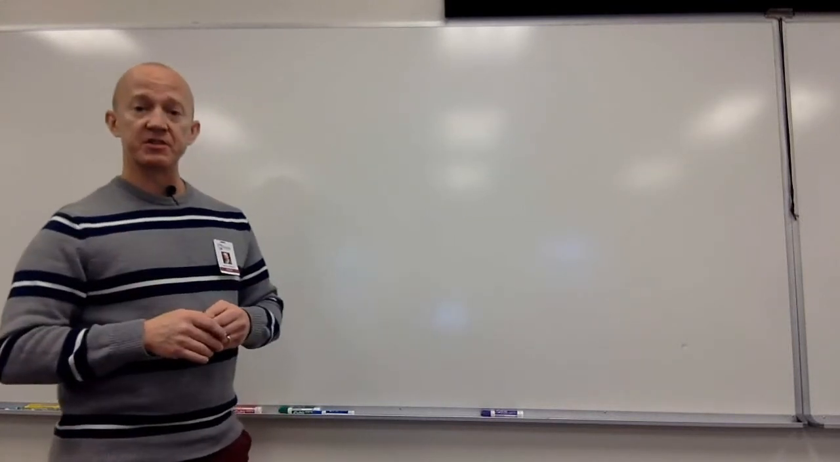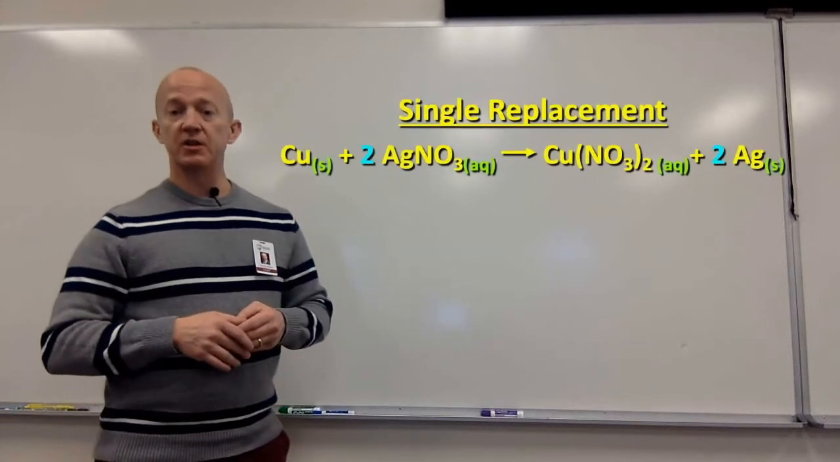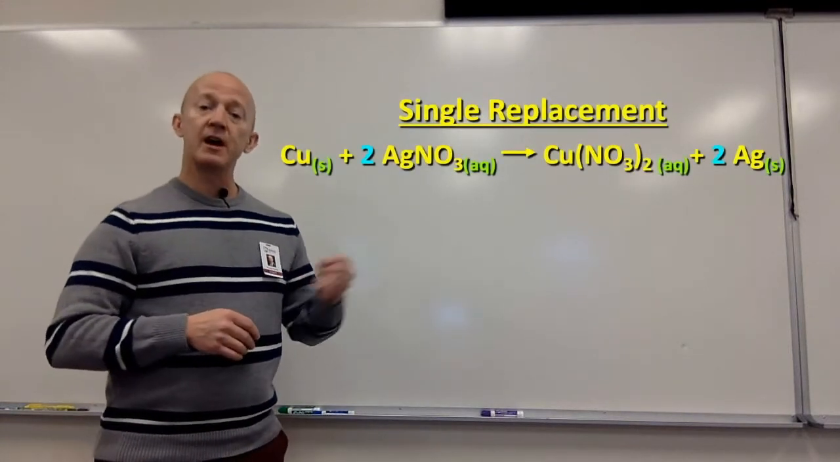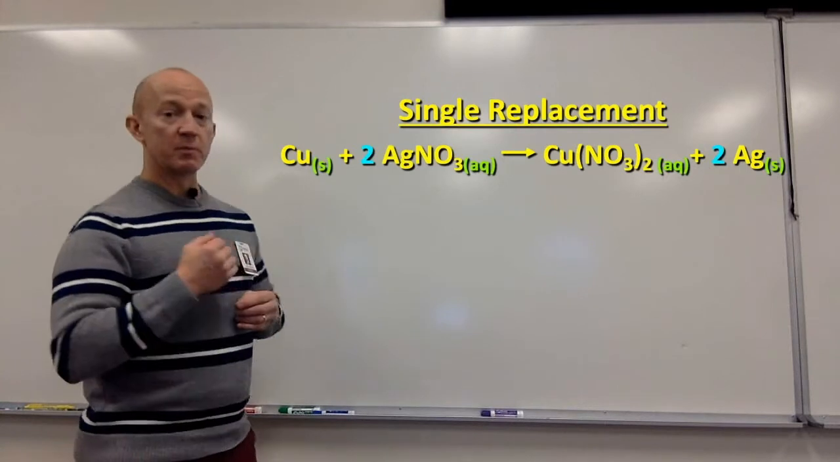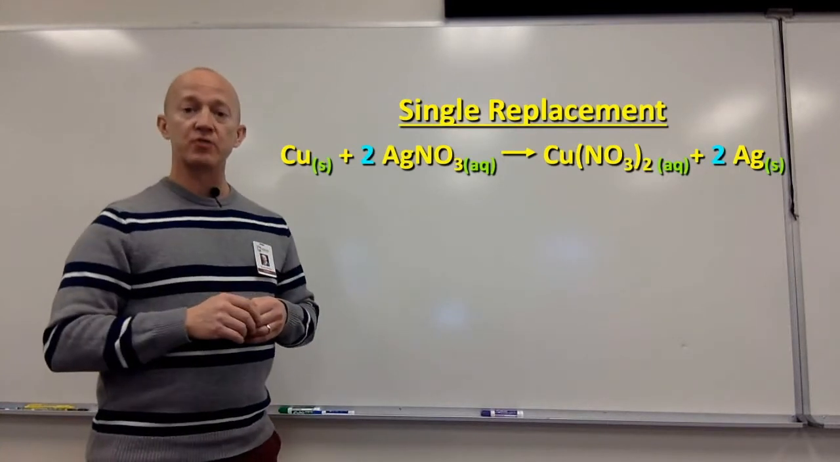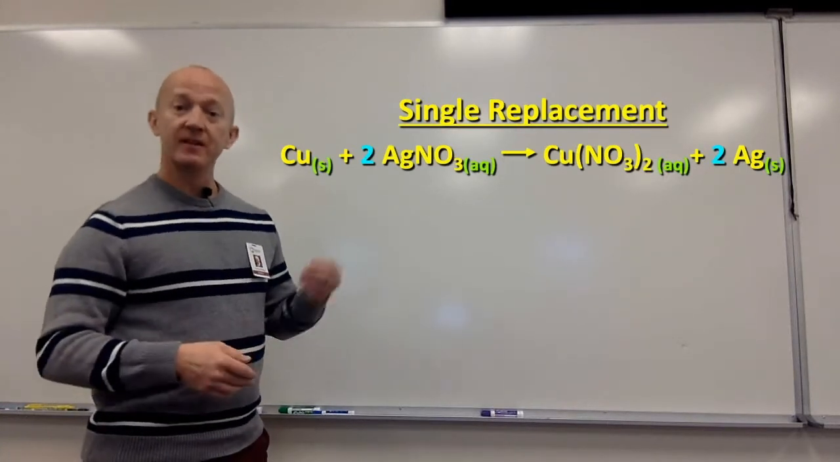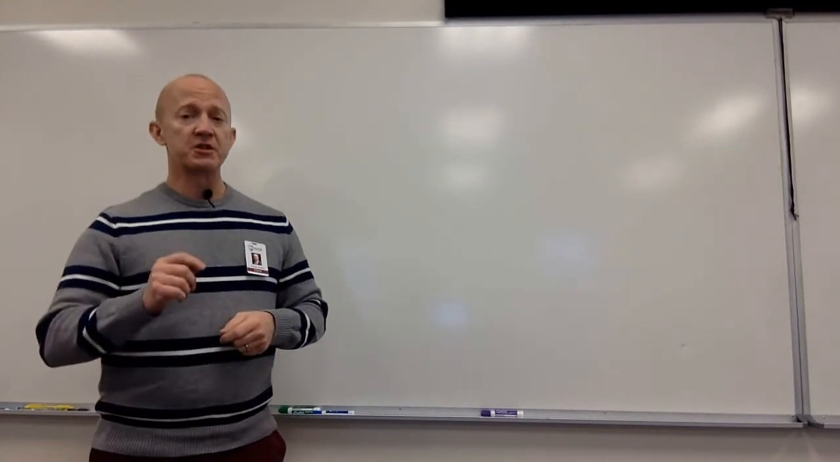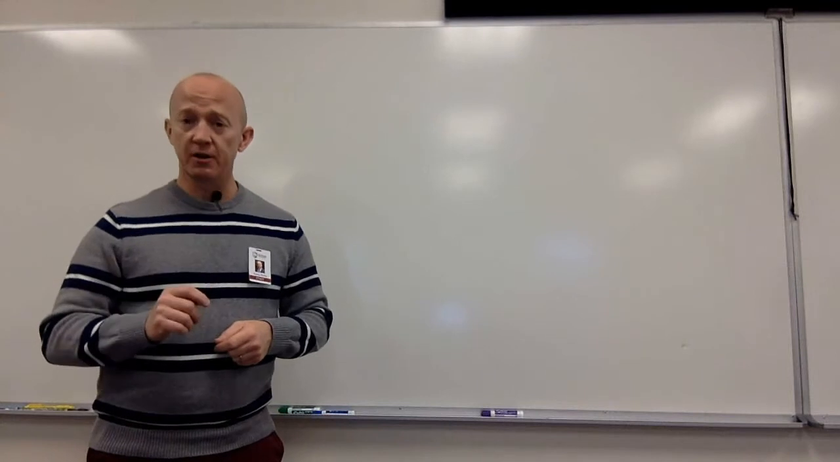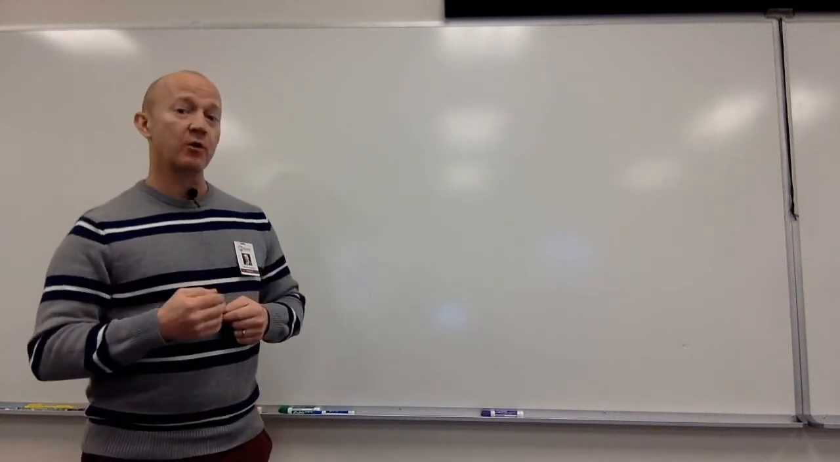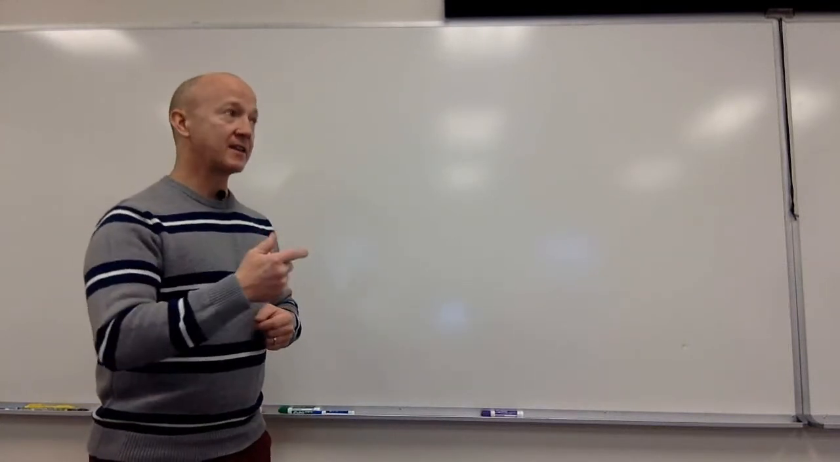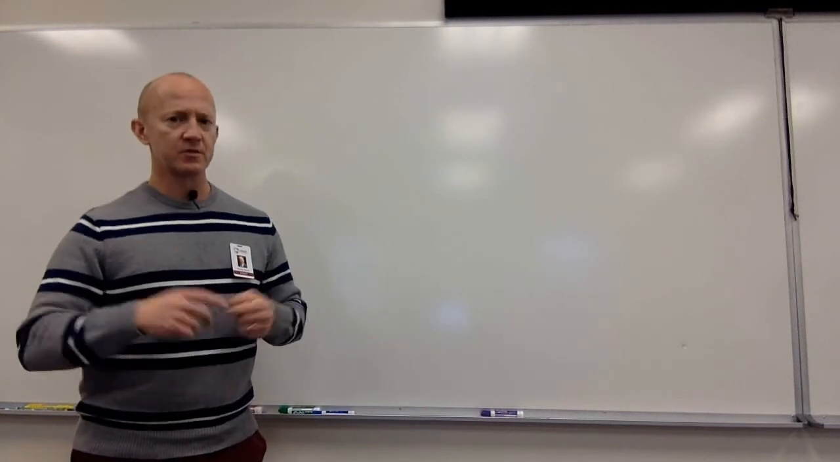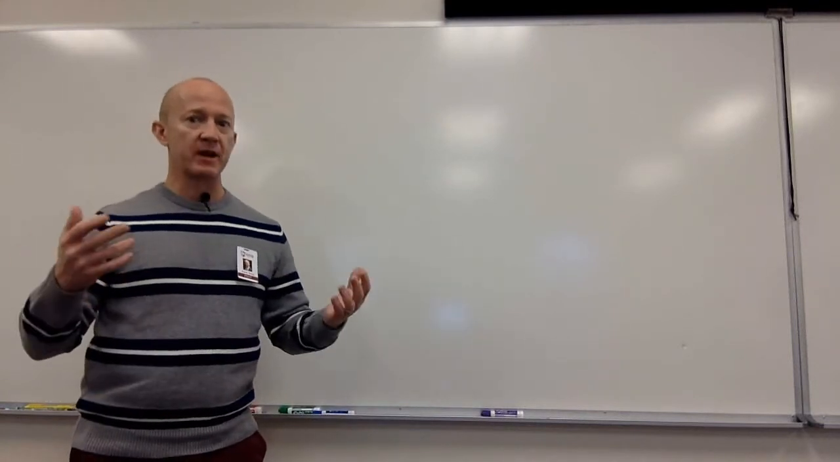Here's another example of a single replacement reaction, the reaction of copper with silver nitrate. Here the copper will replace the silver in the silver nitrate, and we'll have the product copper nitrate with silver left over. In order for a single replacement reaction to take place, though, the metal that's by itself has to be more reactive than the metal that's in the compound.